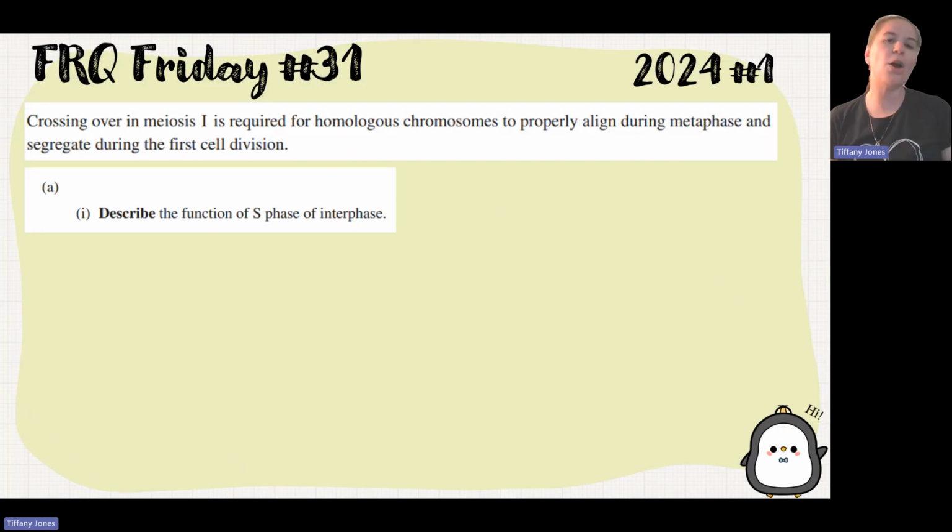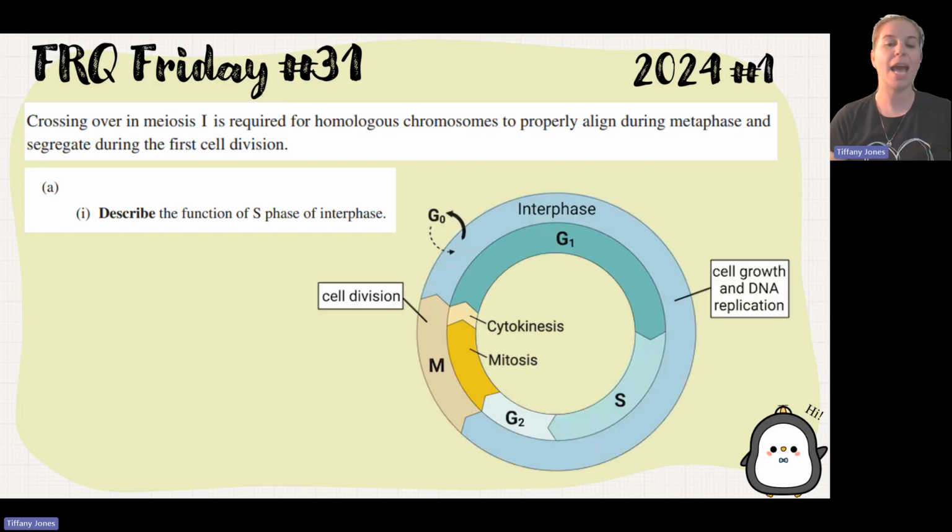So the first part: crossing over in meiosis 1 is required for homologous chromosomes to properly align during metaphase and segregate during the first cell division. So part A sub I, describe the function of the S phase of interphase. As a reminder, interphase takes place before mitosis, and mitosis is nuclear division.